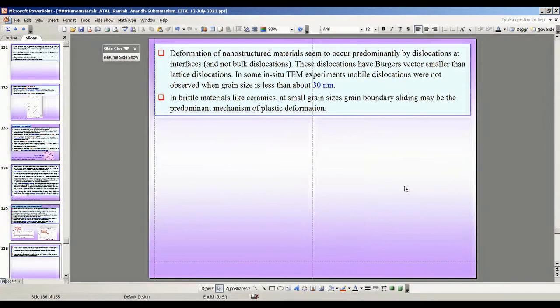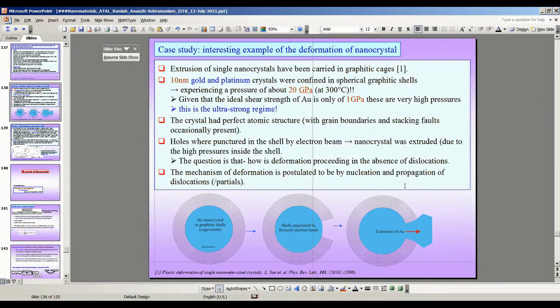I just want to show you that apart from mechanical behavior, there are a few important case studies which are nice. One is a paper in Physical Review Letters, published in 2008, in which they used a carbon onion with a gold nanocrystal. They punched a hole using an electron beam and did a nano extrusion experiment. This was under some kind of compressive stress, and they did a nano extrusion experiment of gold. They called it the ultra strong regime, in which these gold nanocrystals stood a stress of about 20 GPa.